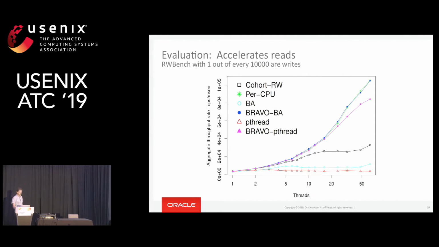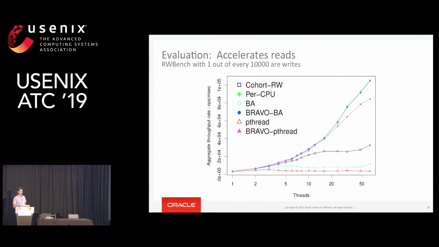Now, on this chart, we compare the performance of BA and pthread reader-writer locks with the variants that use BRAVO. As a baseline, we also include the two locks with distributed reader indicators from the previous slide, the cohort RW lock and the per-CPU. The workload here is generated by a synthetic benchmark where threads perform local operations inside and outside of the critical section protected by the reader-writer lock, where in this case, the lock is acquired for write only in 1 out of every 10,000 operations on average. So the workload is really read-dominated.